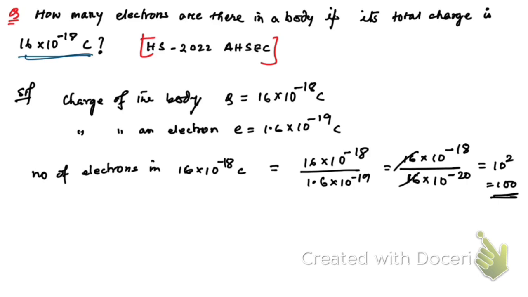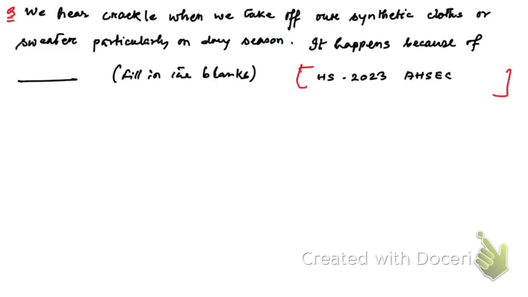Now let's take another question. So here is the next question. We hear a crackle sound when we take off our synthetic clothes or sweater, particularly on a dry day, dry season. It happens because of static charge. Static charge is responsible for the crackle sound that we hear when we take off our clothes. So hope you got it.